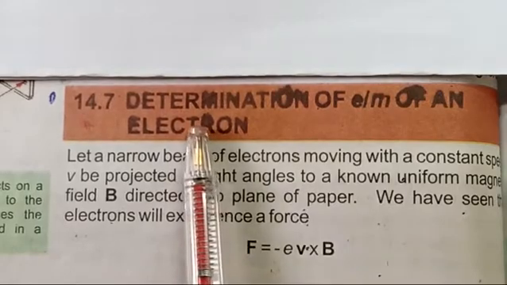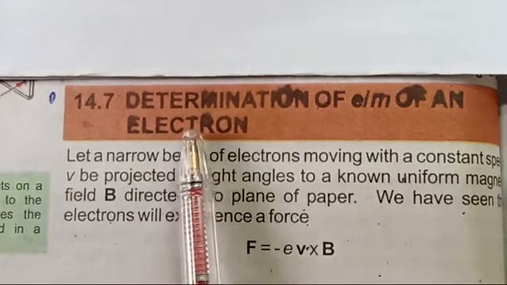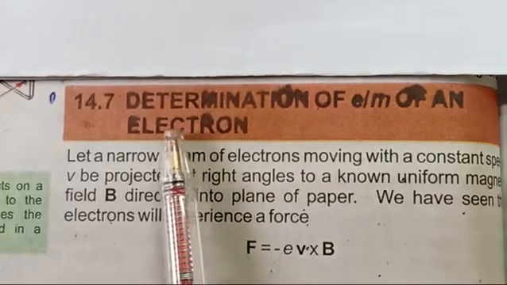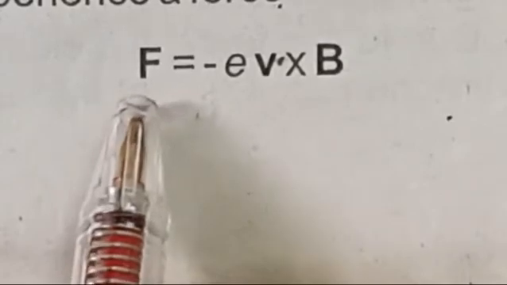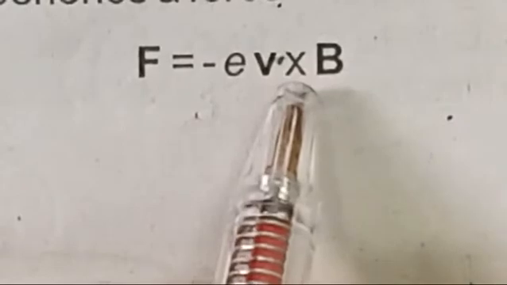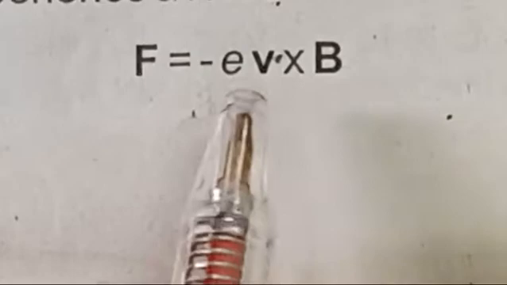As in the last lecture yesterday, we discussed the force experienced by an electron and the force experienced by a proton. The force on a negative charge, that is an electron, is F equals minus eV cross B, and the force experienced by a positive charge is F equals plus eV cross B. In today's topic we are interested in calculating e over m of an electron. To understand it, it's compulsory to understand the given diagram in this topic.